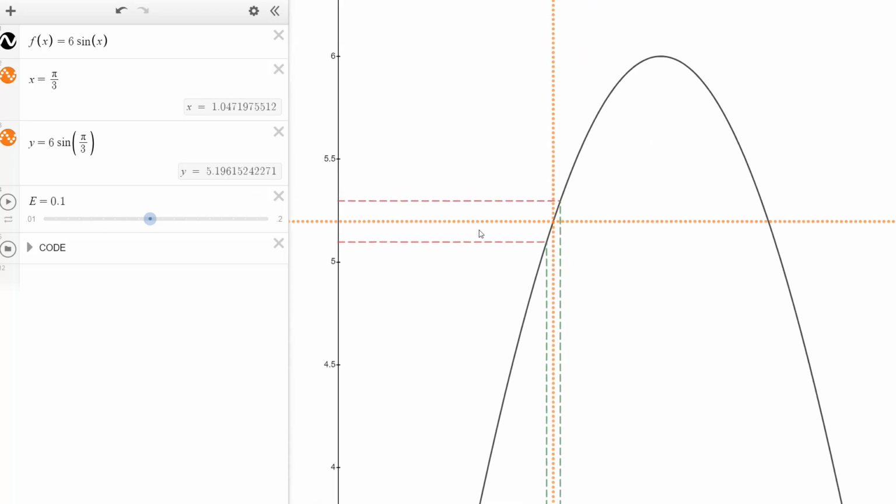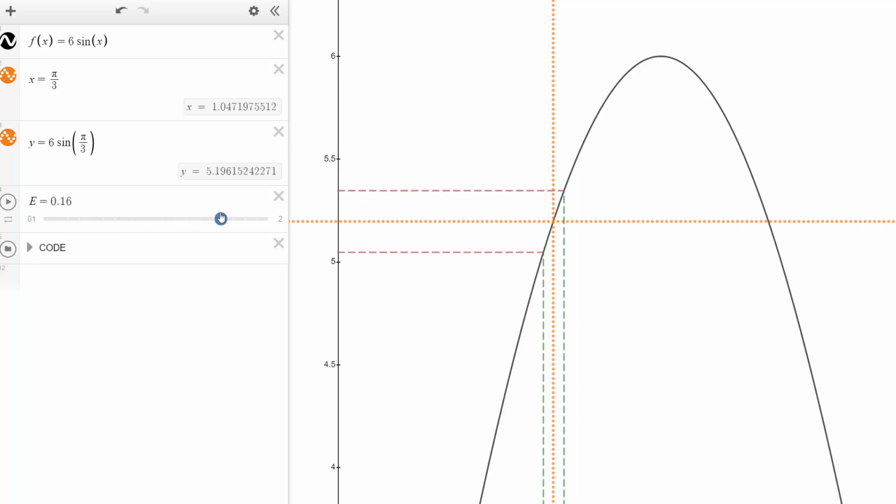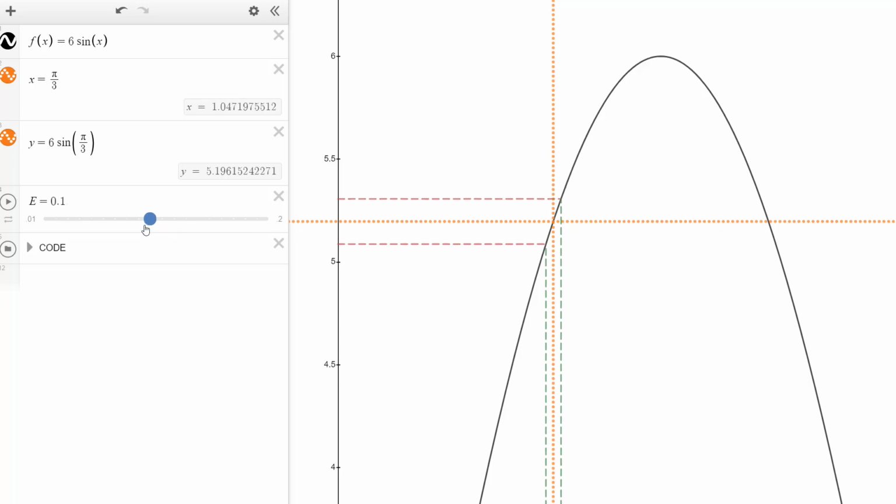All right, so we're looking at y equals 6 times the sine of x. And somebody's coming in, they're just changing the value of epsilon here. And remember what we were challenged with was an epsilon neighborhood around 3 root 3, which is what this horizontal red or orange dotted line is, of 0.1. That was our epsilon neighborhood.